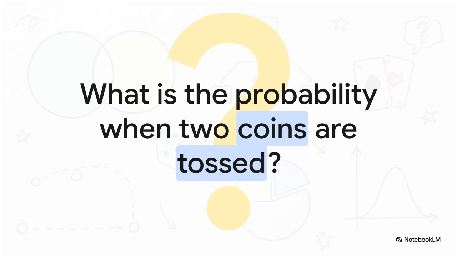What about getting at least 1 head? That covers heads heads, heads tails, and tails heads. That's 3 favorable chances out of 4, so 3/4. And different faces? That's just heads tails and tails heads, giving us 2 out of 4, or a 1/2 probability. See? It's just step-by-step logic.